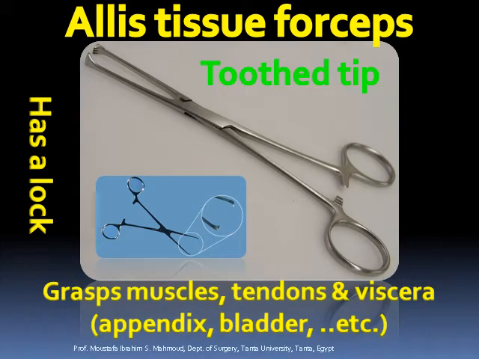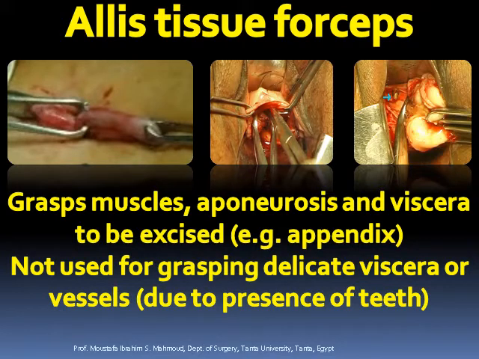Allis tissue forceps. It has a tooth tip. It grasps muscles, tendons, viscera, appendix, bladder. It has a lock. The Allis forceps grasps muscles, aponeurosis and viscera. It is not used for grasping delicate viscera or vessels due to the presence of its teeth.